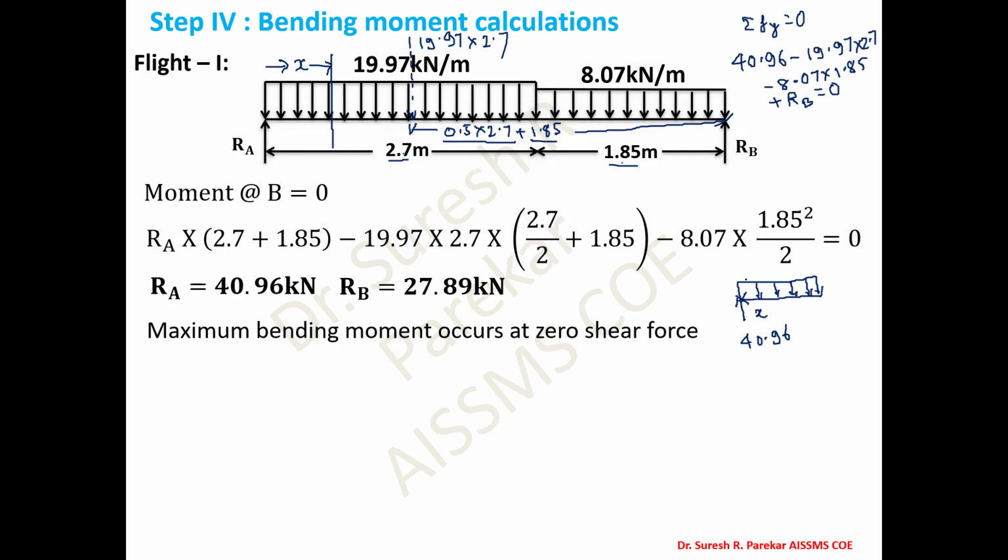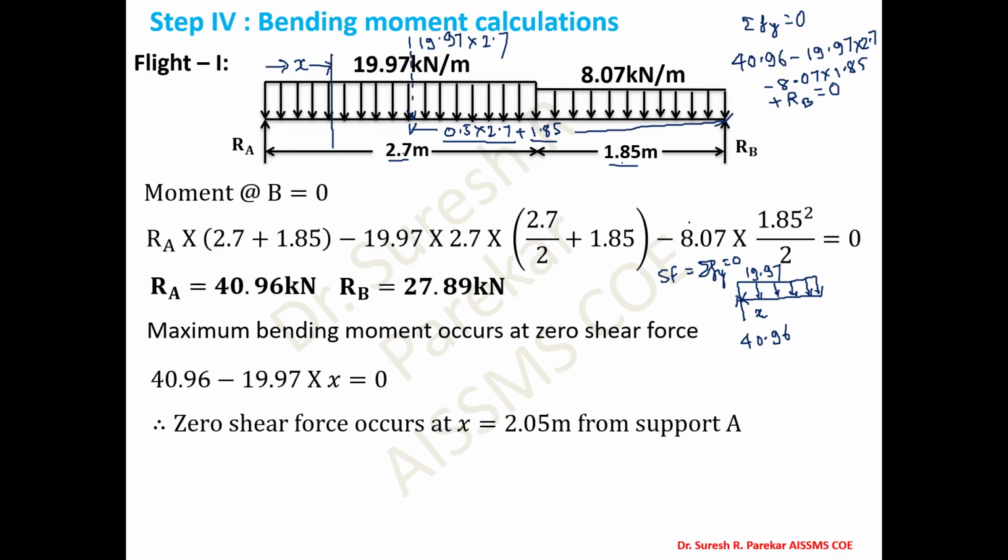This is x, 19.97. And then we have 40.96 minus 19.97x. So we are applying summation Fy equal to 0 because we have shear force 0. Shear force means summation Fy on left hand or right, and which will give me the value of x, that is 2.05 meters.